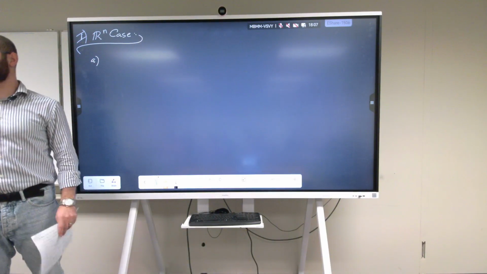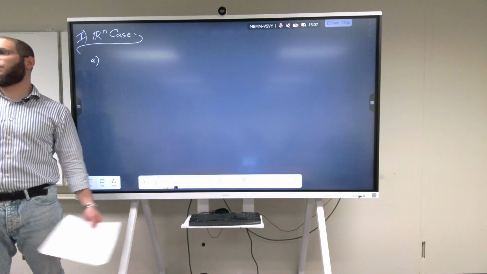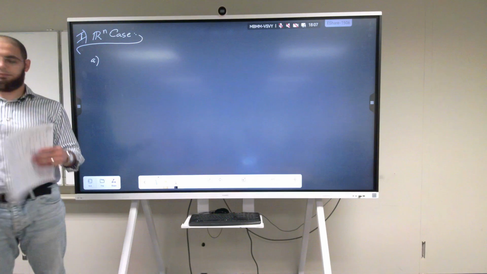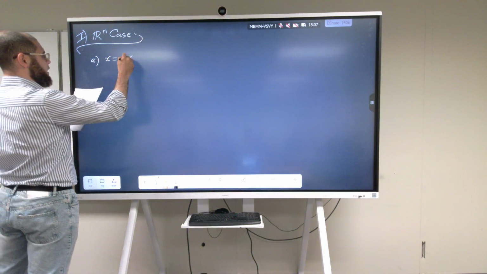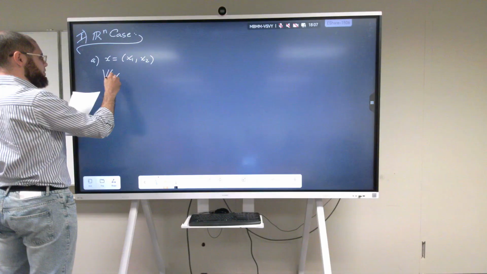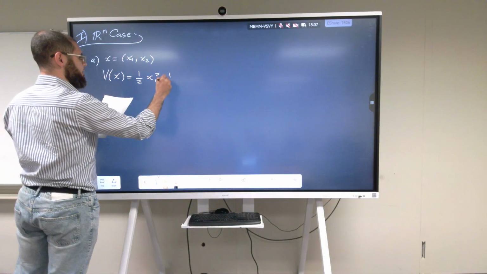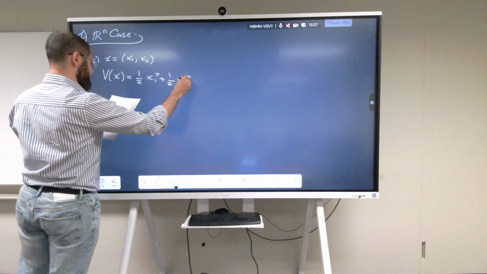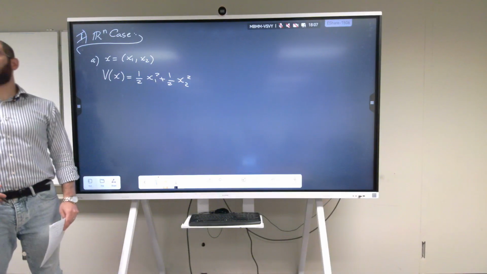So the first set of exercises, I'm gonna give you some V's. I'm gonna ask you whether they are positive definite or not. Easy. Assume that we have x equal to x1 and x2, and the function that I'm checking is half x1 squared plus half x2 squared. I want to check whether this function is positive definite or not.